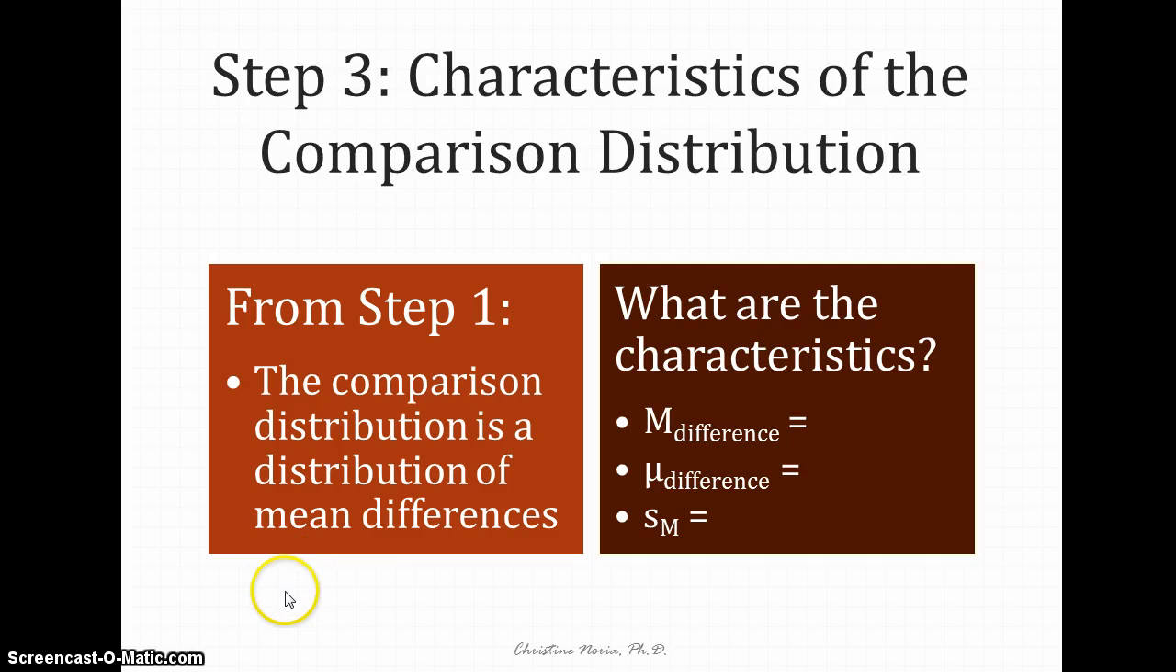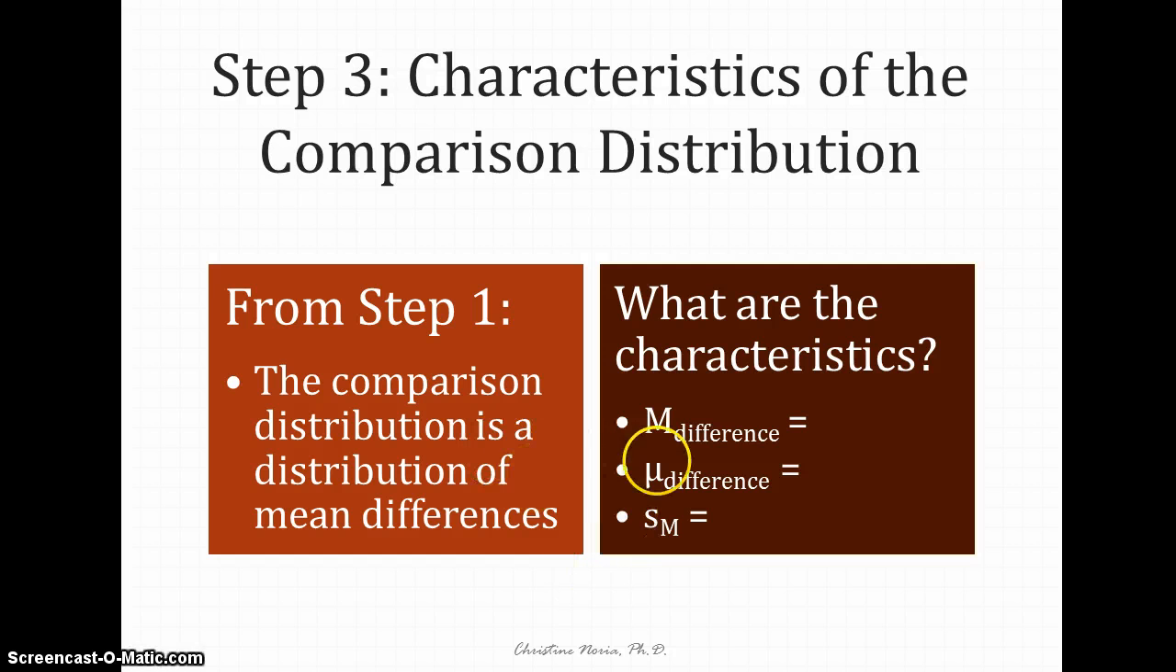So now we need to find the characteristics of the comparison distribution. And from step 1, we know that the comparison distribution is a distribution of mean differences. Remember that I said that I was going to explain a little bit more about what I mean by this distribution of mean differences when we get to step 3. So we need to find out what those characteristics of our distribution of mean differences is.